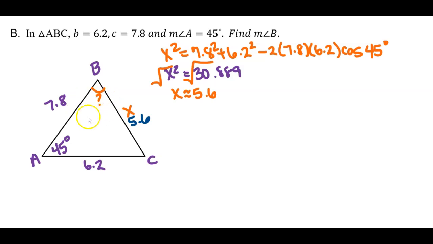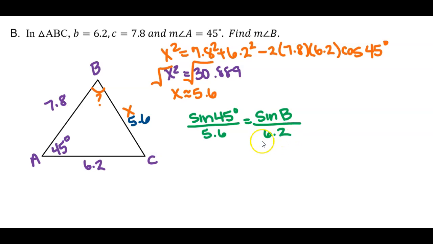But if you think about it, we actually also have enough information that we could do a sine problem, since we know this angle and the side across from it, and we want to know this angle and we already know the side across from it. So for me personally, I like to use the law of sines. So I'm going to do the sine of 45 degrees over its opposite side of 5.6 is equal to sine of angle B that I don't know divided by 6.2. And again, you don't have to do law of sines. You could do a second law of cosines problem. But again, I just find this to be easier.